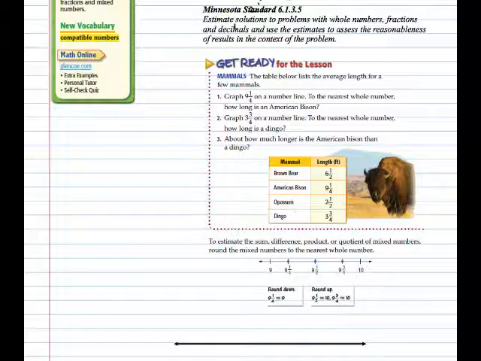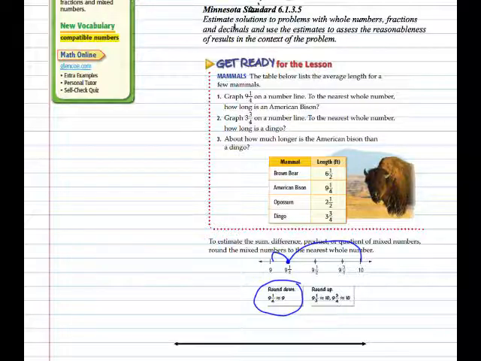Here's 9 1/4. Clearly closer to 9 than it is to 10. So we would round down, 9 1/4, we would round down to 9.